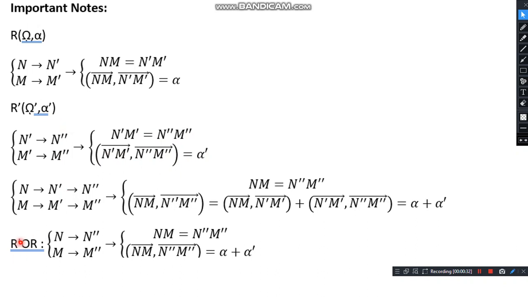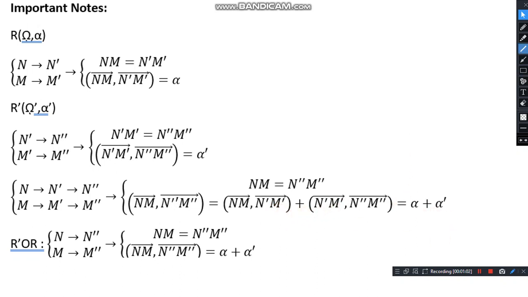Now if I do R prime rho R, we're going to go from N to N prime to N double prime, so N to N double prime, and NM will equal N double prime M double prime, because they are equal. If you take the angle between NM and N double prime M double prime, by Chasles' rule you can introduce N prime M prime, so it's alpha plus alpha prime.